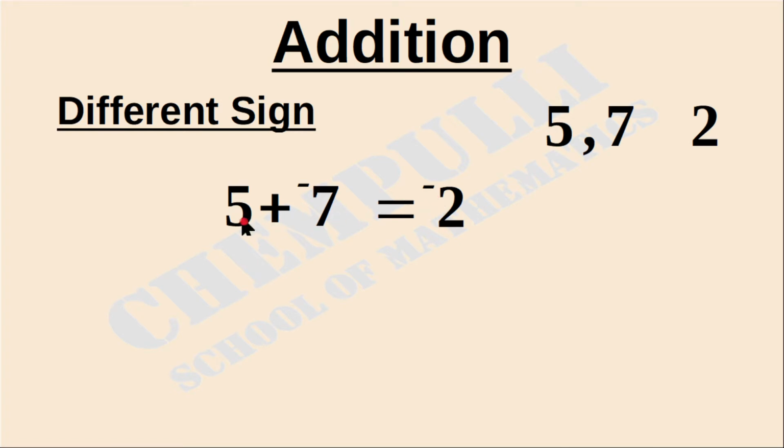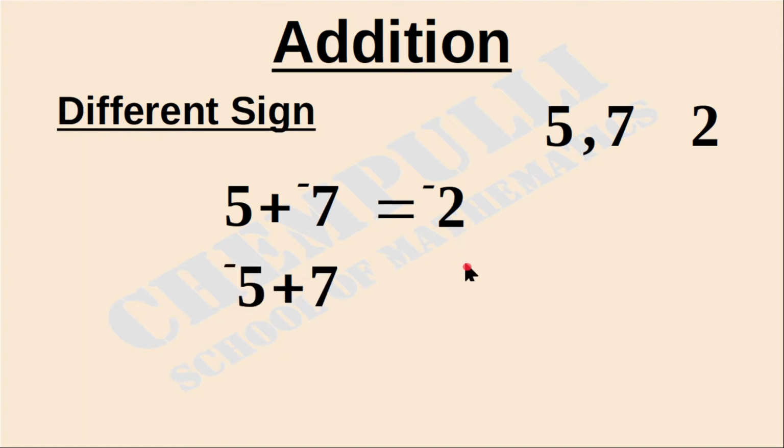Okay. Then in this case, the numbers are 5 and negative 7. Then take the number without sign. That means the numbers are 5 and 7. Then find the difference. The difference of these two numbers means the big number minus small number. That is 7 minus 5, that difference is 2. Okay, then take the big number sign. Here in this case, 7 is the big number. What is the sign? Negative. That is negative 2. That is the answer.